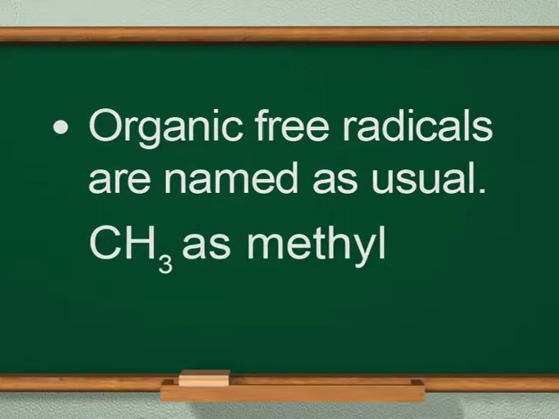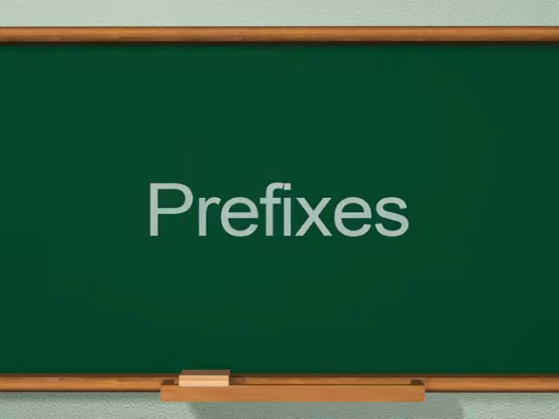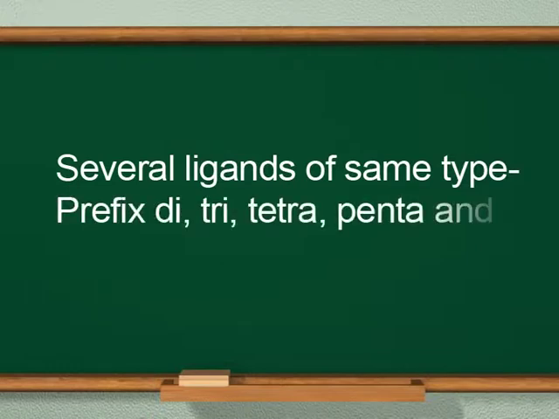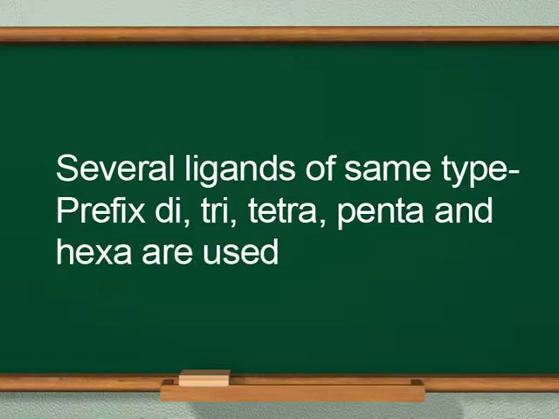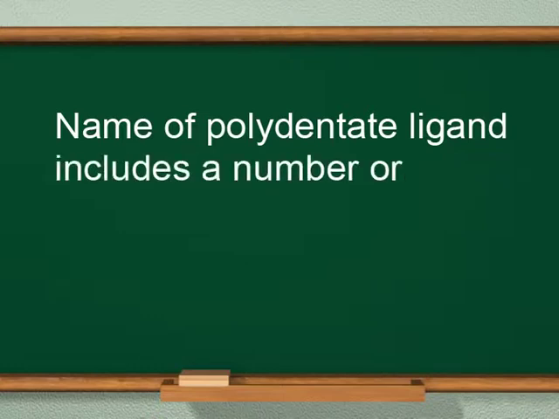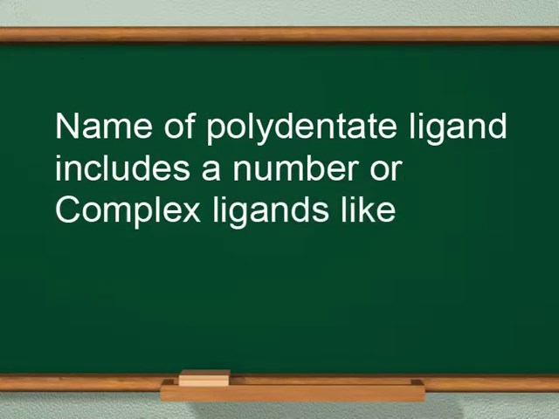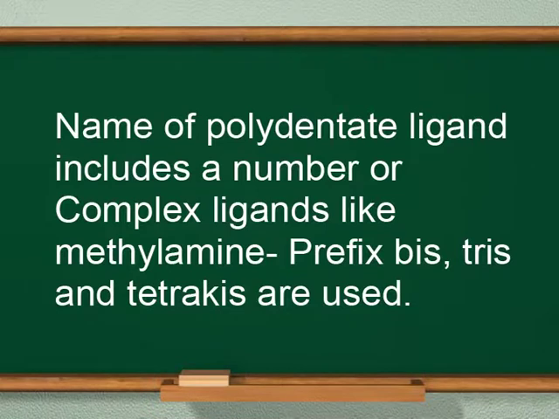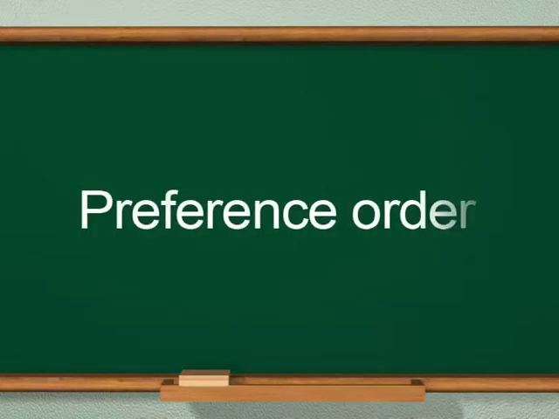Let us now learn how to write the prefixes. If several ligands of the same type are present, the prefixes di, tri, tetra, penta and hexa are used for 2, 3, 4, 5 and 6 ligands respectively. If the name of a polydentate ligand includes a number, or for complex ligands like methylamine, the prefixes bis, tris and tetrakis are used.